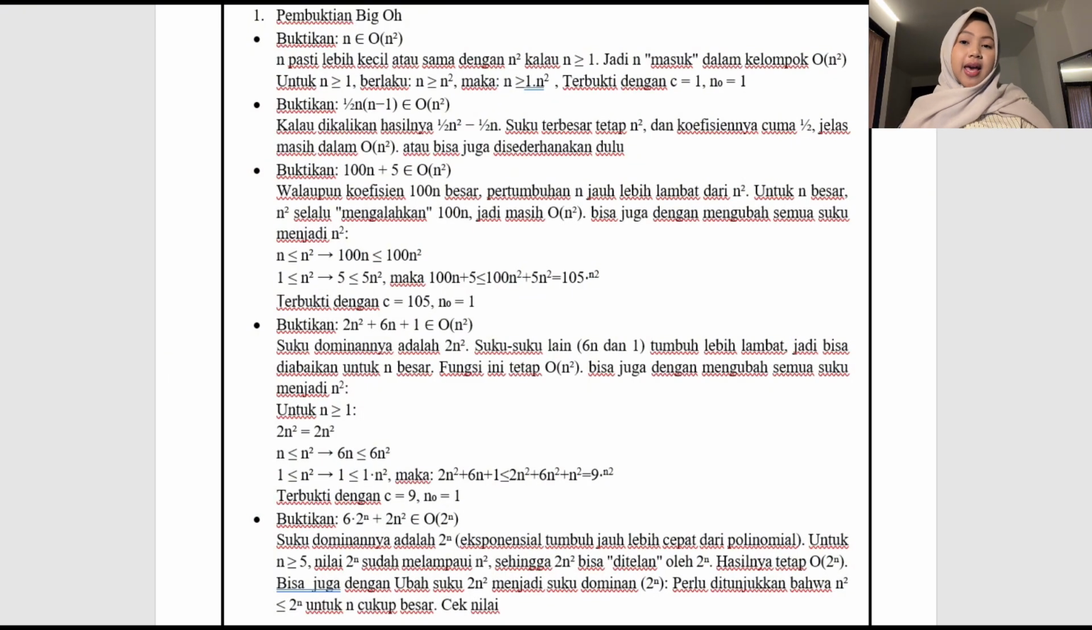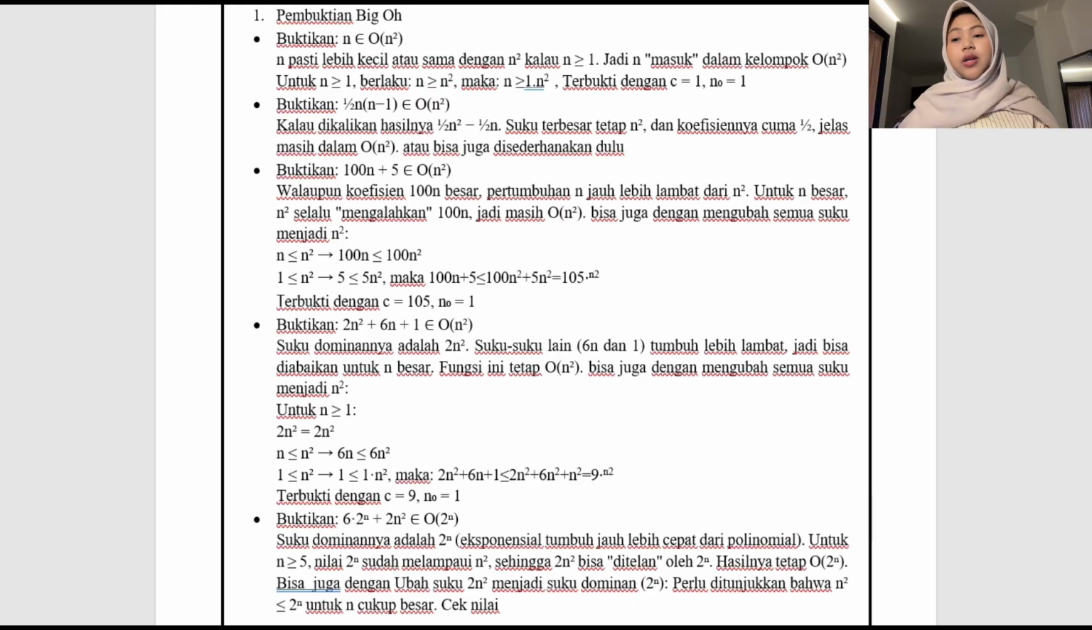Proof 5, the dominant term is exponential. We check that n squared is at most 2 to the n starting at n equals 5, so in the total, n squared becomes 2 to the n, and the sum is at most 8 times 2 to the n, proven with c equals 8 and n0 equals 5.